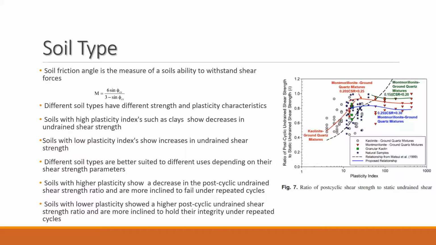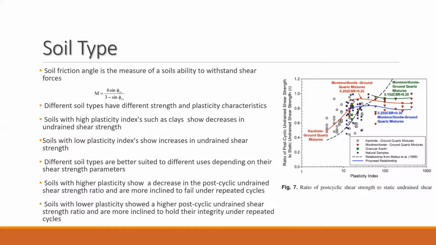Another main influence is soil type. Soil type is influenced by the soil friction angle, which is the measure of a soil's ability to withstand shear forces. Different soils have different soil friction angles and therefore different strengths and plasticity characteristics. Soils with high plasticity indexes show decreases in the undrained shear strength ratios, whilst low plasticity soils show increases.